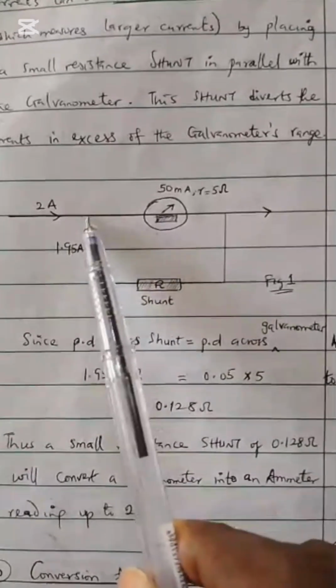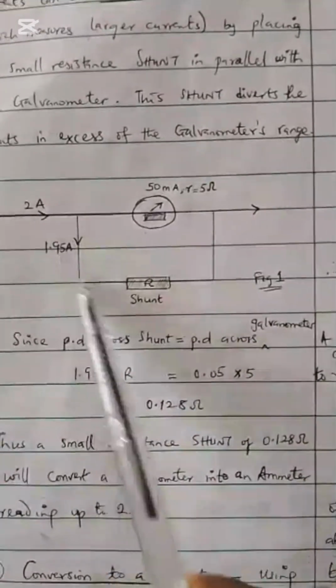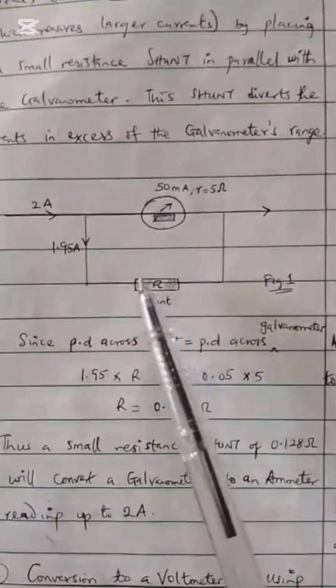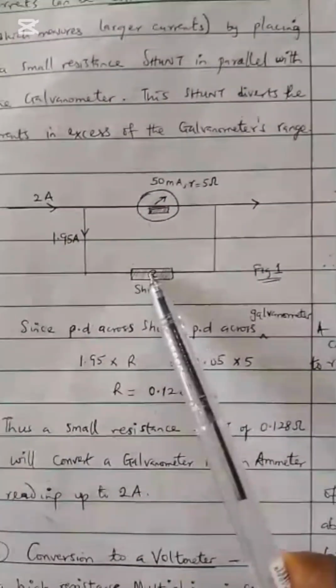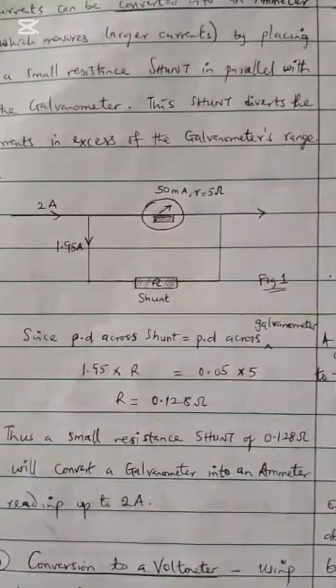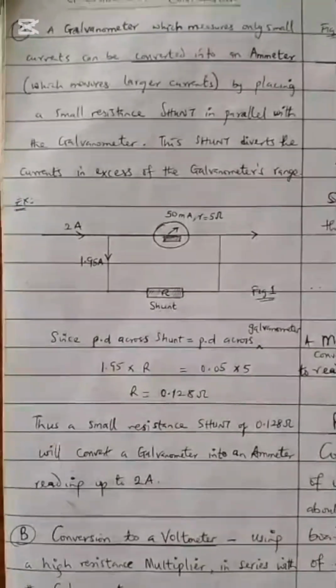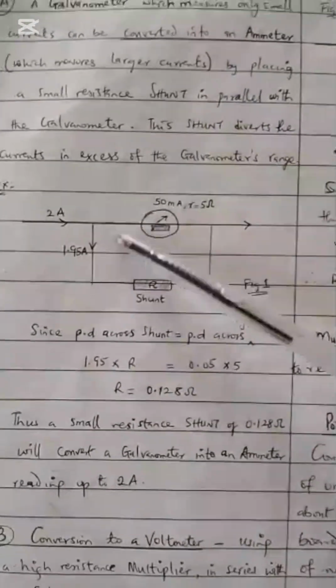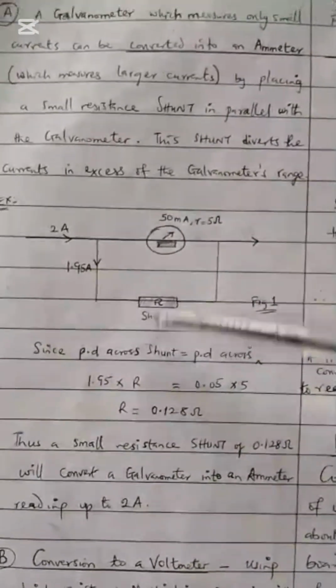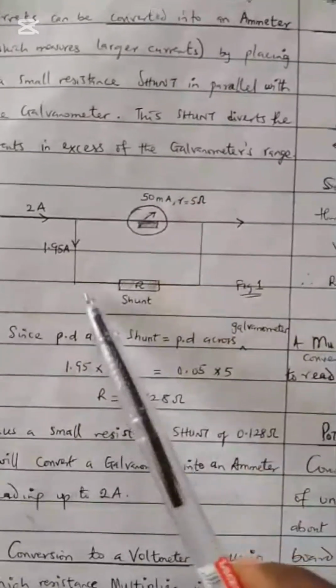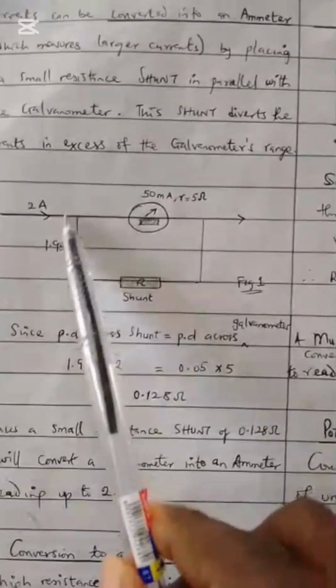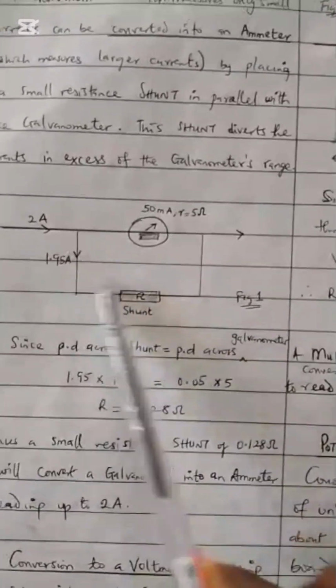Okay, and so the 1.95 amperes will be diverted through this smaller resistance, because the smaller the resistance, the more current can pass through. So this is our shunt. Alright, so basically we're just taking advantage of our knowledge of resistors in parallel, and the fact that the smaller the resistance, the more current it can allow through.